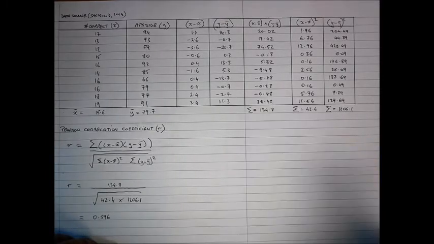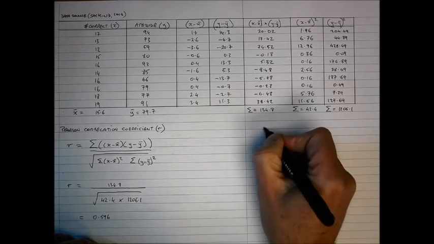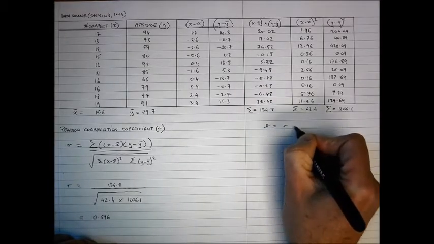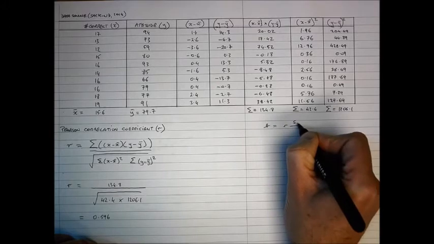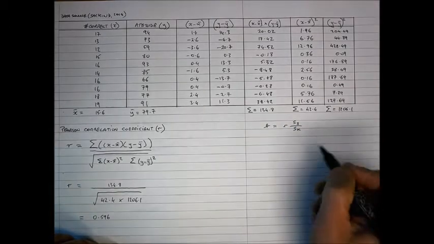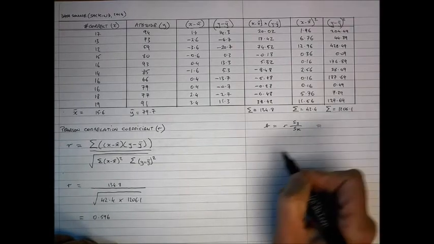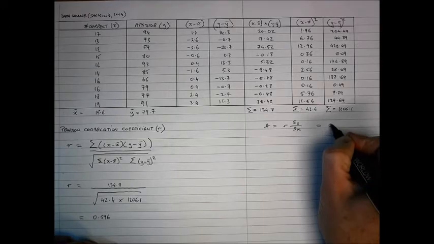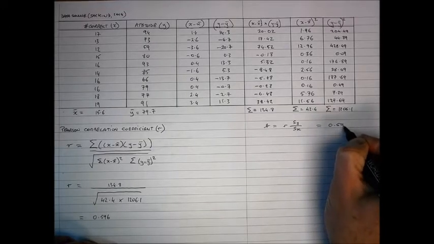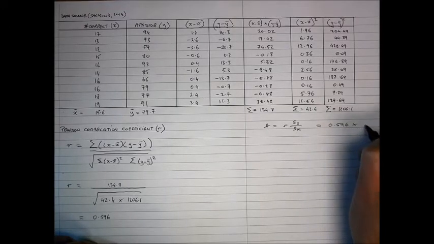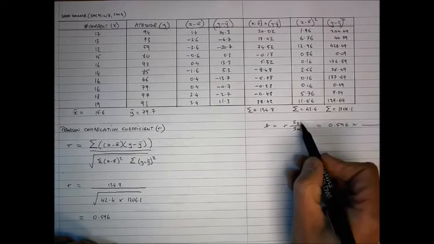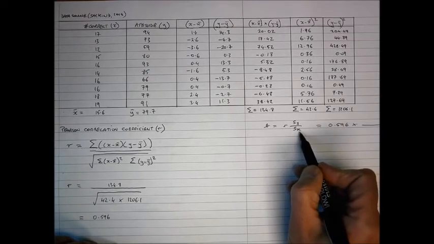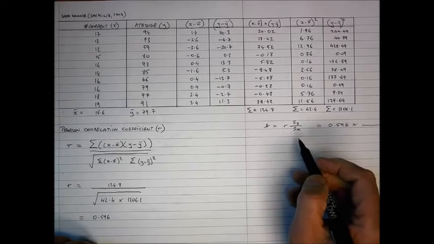The first thing I needed was the formula for my slope, which is designated by b, and that's equal to r times the standard deviation of y divided by the standard deviation of x. So we can plug in the value of r straight away, 0.596, which we've already calculated. So that's equal to 0.596 multiplied by the standard deviation of y divided by the standard deviation of x. So let's figure these out first.